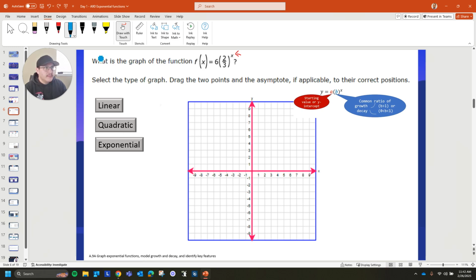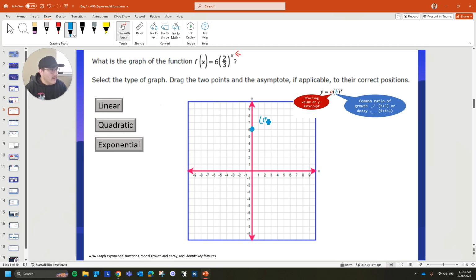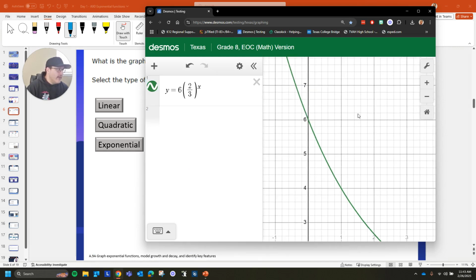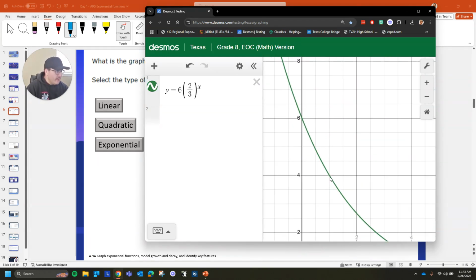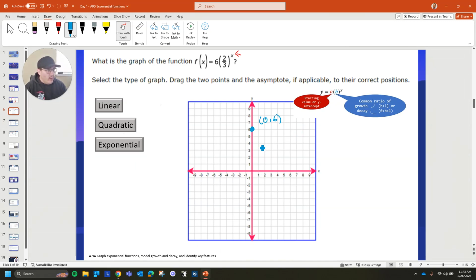Let me use a different color. Zero, 6. And then if you can find another good point, good as in whole number point, let's find that. So I'm going to zoom out a bit and see if I can find anything right here. And I see one at 1, 4. What is a good point? It's a point that crosses the corners of these squares. So I see the line crosses right there. And I see another point as 1, 4. Okay, so there's my 2 points.